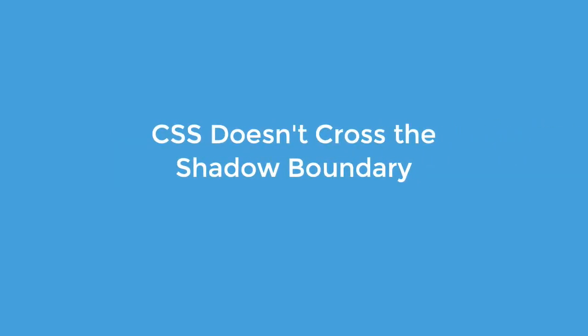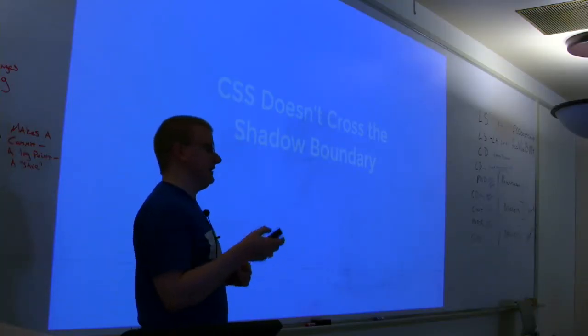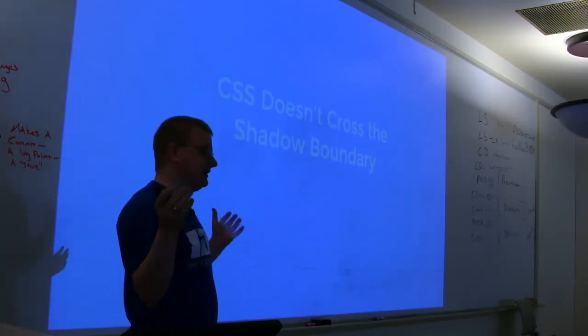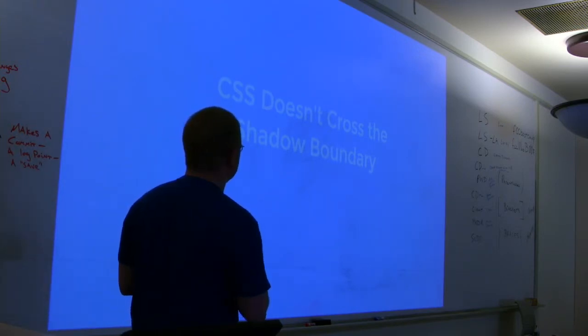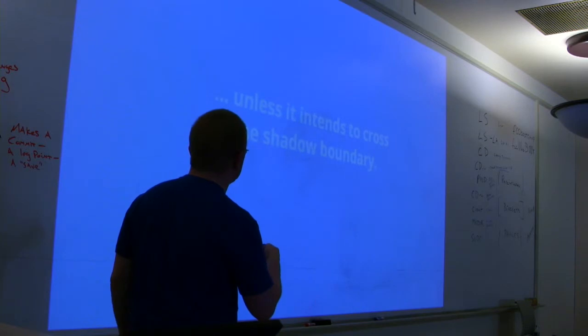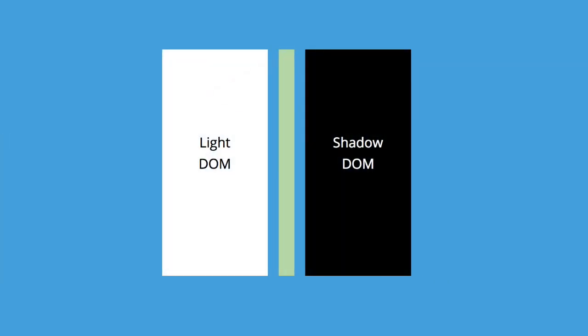CSS doesn't cross the shadow boundary in either direction. So my styles aren't going to leak out to the rest of the document, and my styles in the document aren't going to leak into my shadow tree, unless we explicitly do it. So in yesterday's demo, we saw that by default, these styles didn't leak between the boundary. We can actually cross that boundary, and there are a few different ways to do that.